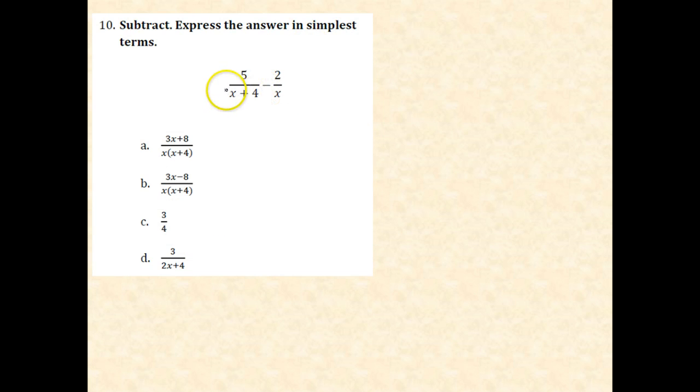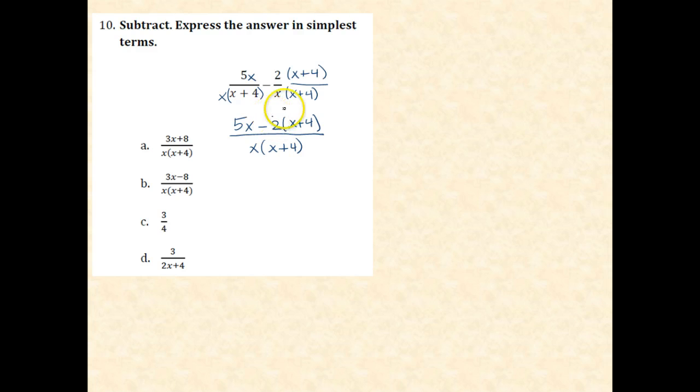Subtracting is similar. We still need to get a common denominator. This denominator is missing a factor of x, and this denominator is missing a factor of x plus 4. So the second fraction gets multiplied by x plus 4, top and bottom, and the first fraction gets multiplied by x on the top and the bottom. So now what we get is 5x minus 2 times x plus 4 over x times x plus 4.